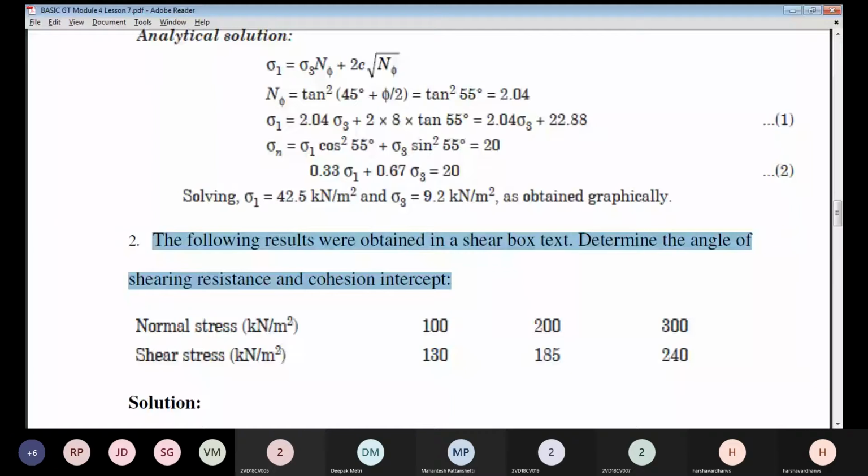All of you, please write down the question, so that we can... the solution is graphical. You have to draw the graph. So here the maximum normal stress is 300, so the maximum value is 300. Minimum is 100.